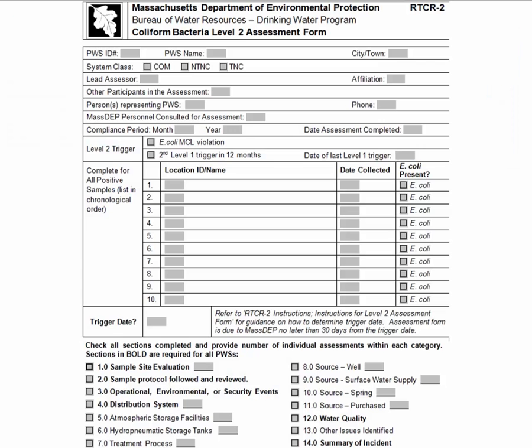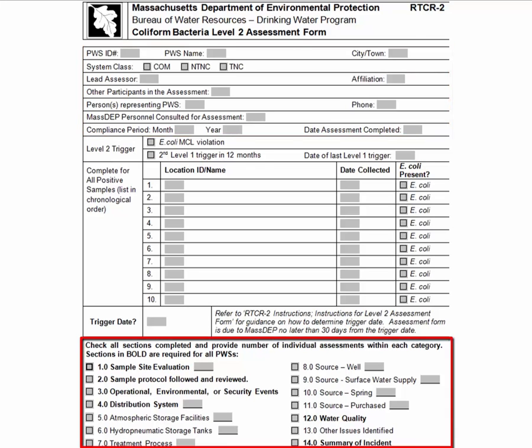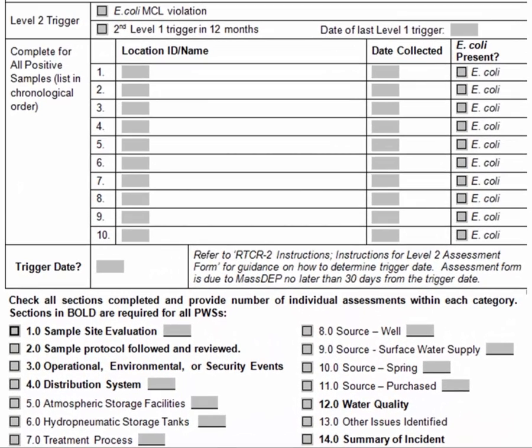We will not be going over the entire Level 2 assessment form. However, here's what the beginning of the form looks like. Just like the Level 1 form, we ask for basic information of the system. There are also multiple sections to go over. At the bottom of the page, you can see that the bold sections are required of all PWSs.